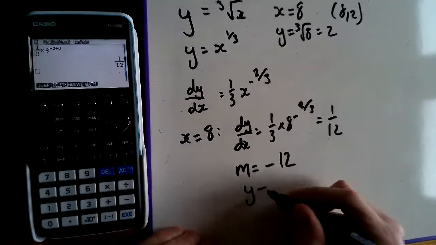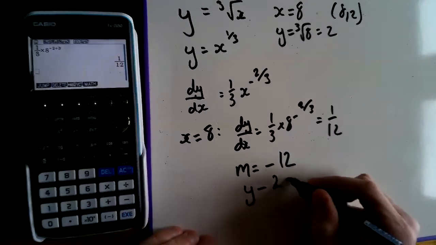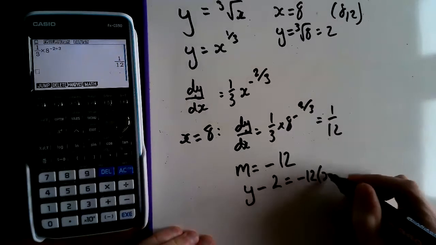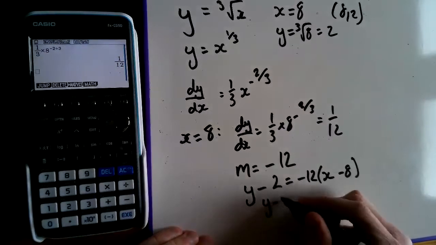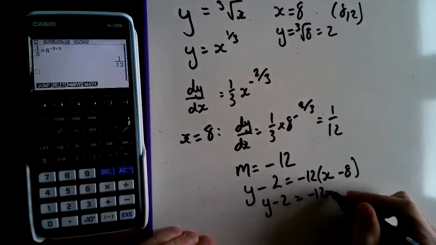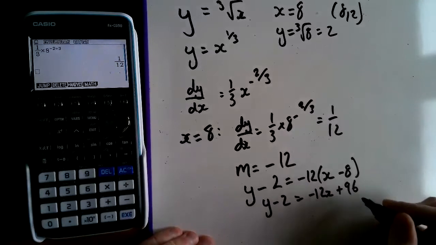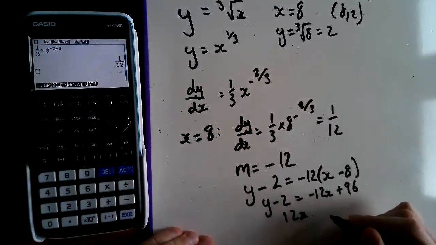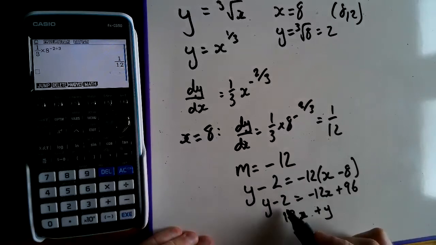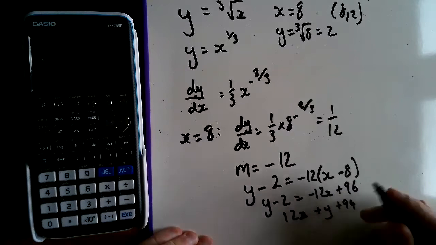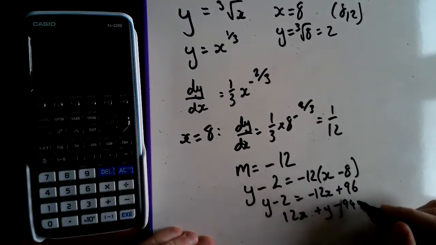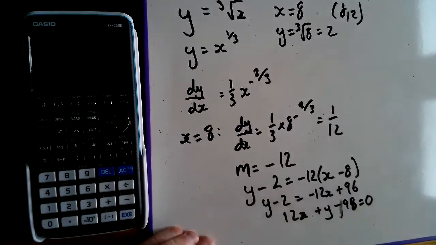So then y minus y1 equals m(x minus x1). And then just rewrite it however you want. So I'm going to take it to that side. So 12x plus y plus 94. Sorry, minus 98 equals 0. Yeah, that's better.